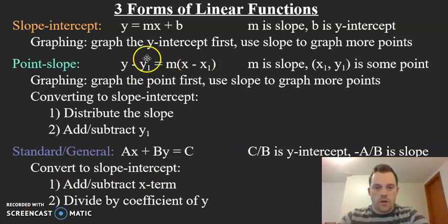So similar to what we did up here, we want to get y by itself. So our first step is to add or subtract this x term over, and then we divide every term in our equation by the coefficient of y.